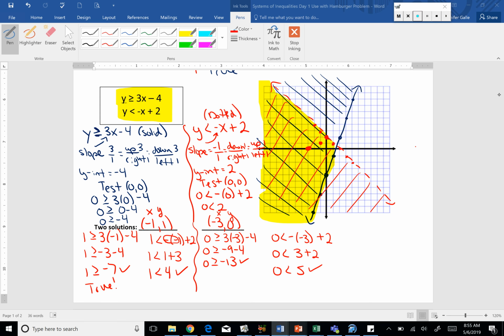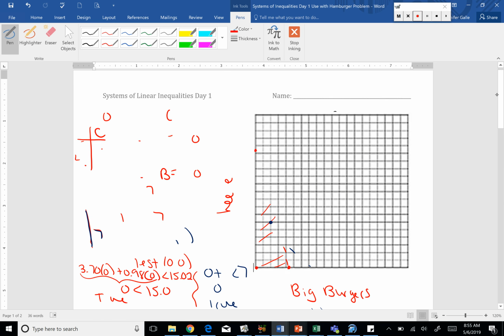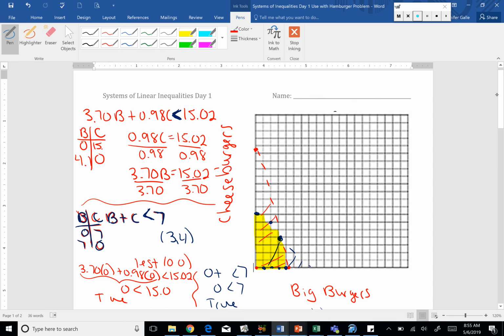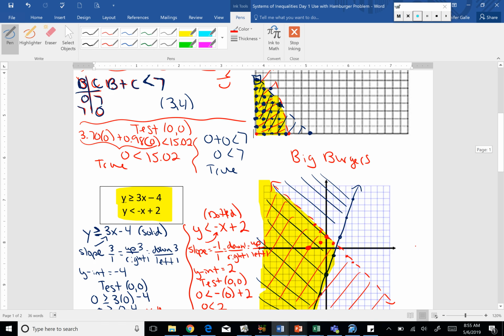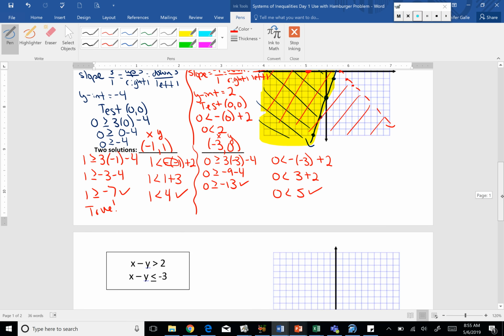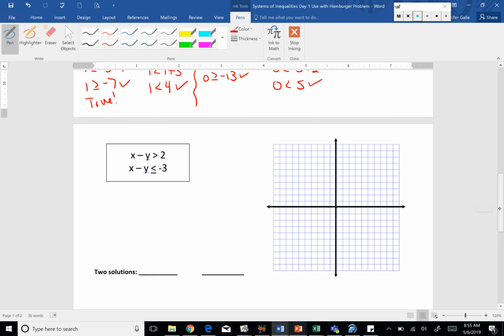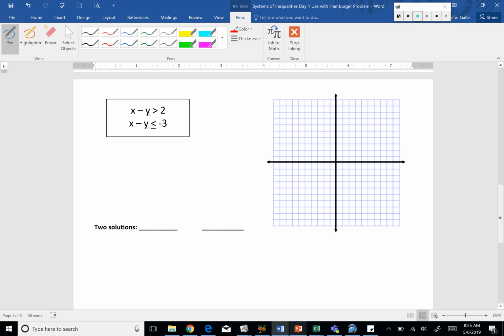So go ahead, flip your sheet over. And go ahead and graph that system. If you need to, just graph one at a time.